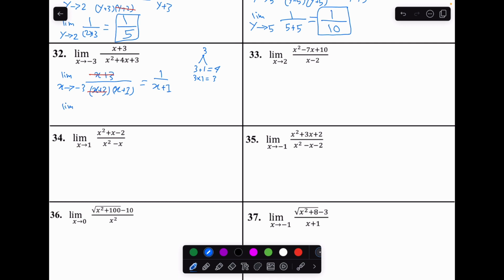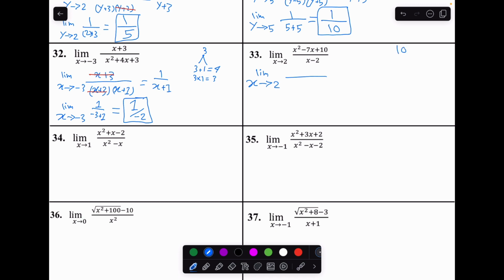So limit when x is approaching negative 3, 1 over negative 3 plus 1 is equal to 1 over negative 2. Question 33, we need to simplify the equation. Limit when x is approaching 2, x squared minus 7x plus 10. We need numbers whose multiplication is 10 and whose addition is negative 7.